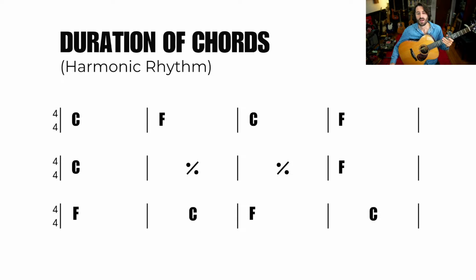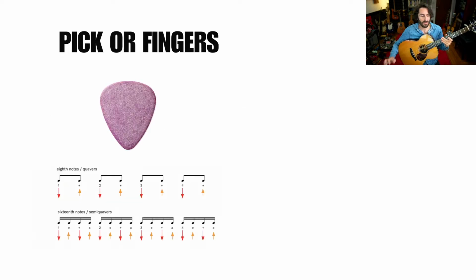Pick or fingers. Pick or fingers is one of those choices that will drastically change the tone of the instrument. It drastically affects how aggressive the chord activation sounds, or sometimes how gentle and tender it sounds.